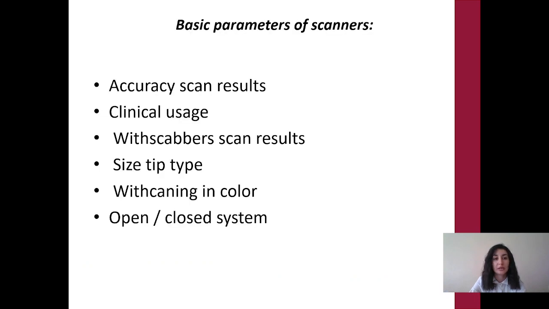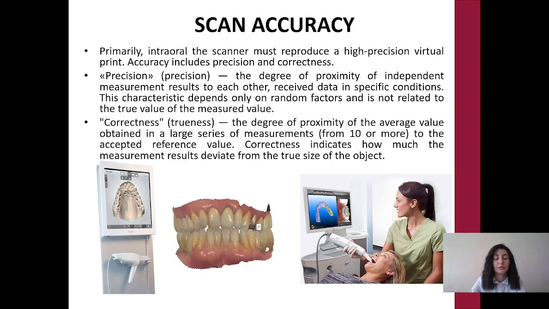Basic parameters of scanners: accuracy of scan results, clinical usage, size, type, scanning in color, open and closed system. Scan accuracy. Primarily, the intraoral scanner must reproduce a high-precision visual print. Accuracy includes precision and correctness. Precision is the degree of proximity of independent measurement results to each other, received in specific conditions. This characteristic depends only on random factors and is not related to the true value of the measured value.